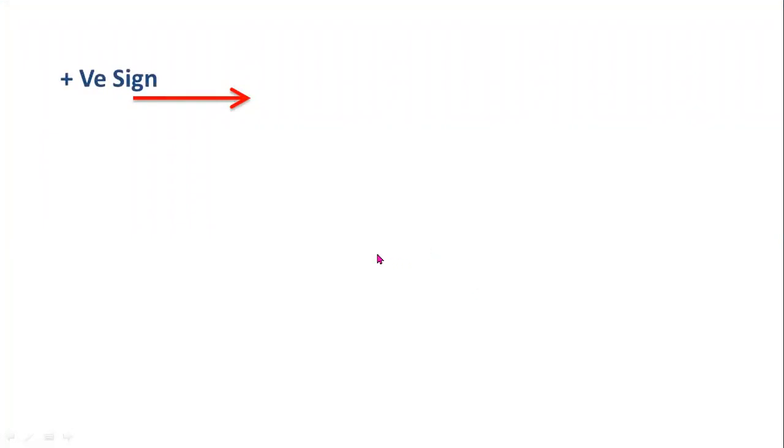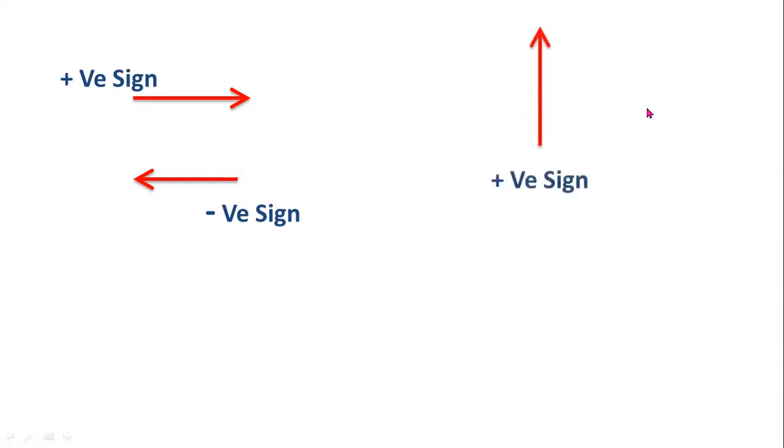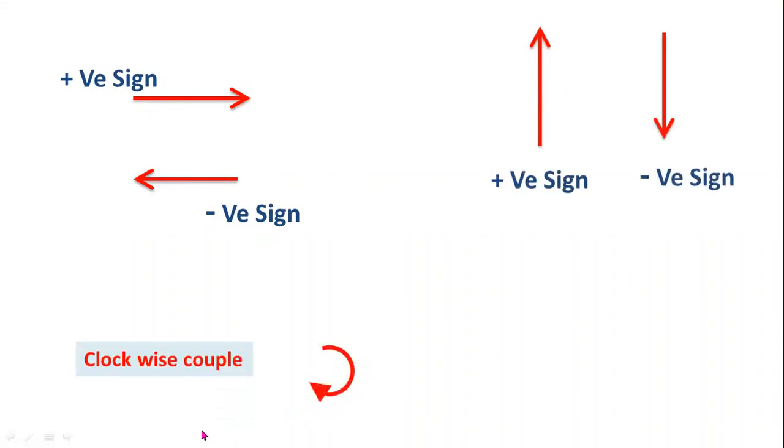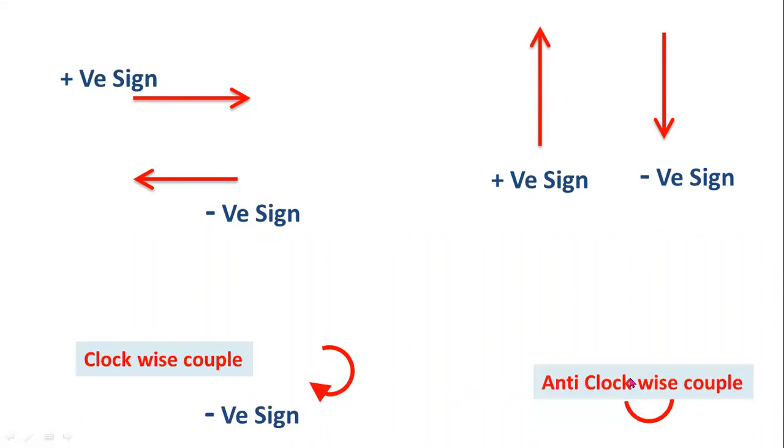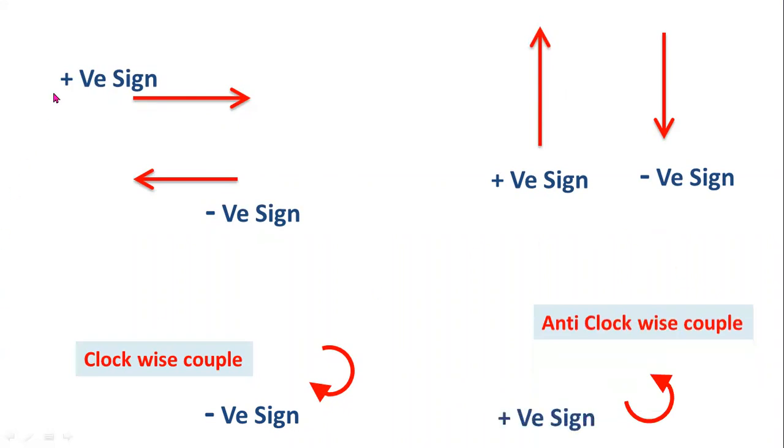Before going to the problems, first you have to know the fundamentals, that is the sign conventions. These are the important sign conventions. For right side direction, positive sign. For left side direction, negative sign. For upward direction, positive sign. For downward direction, negative sign. For clockwise direction, negative sign. For anti-clockwise direction, you have to consider positive sign. These are the important sign conventions for the mechanics subject. By using these six conventions, you have to solve the problem.